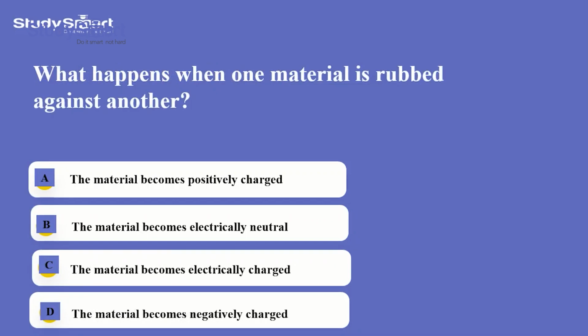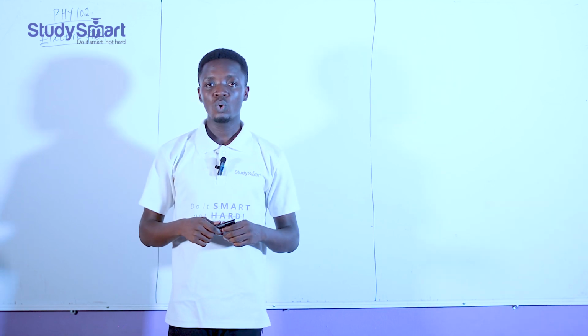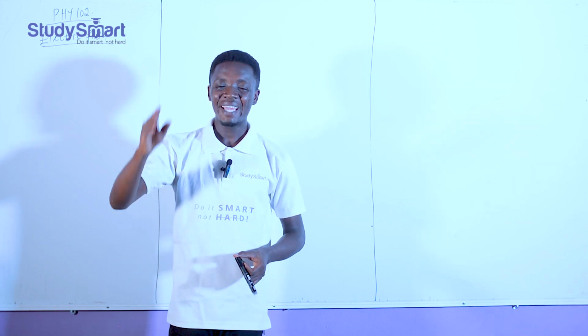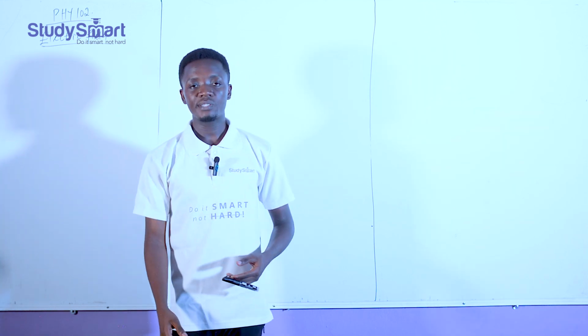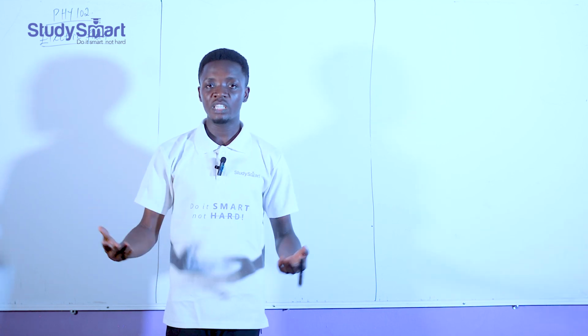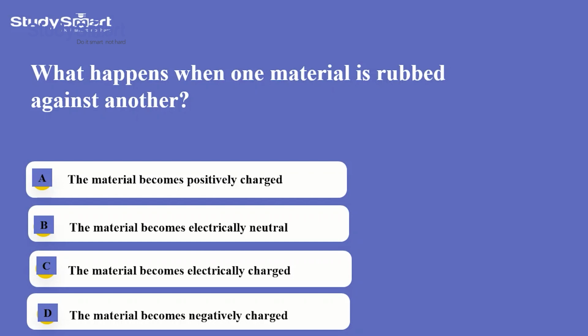Okay. Now what happens when one material is rubbed against another? What happens when you rub one material against another? The best answer to go for is that the materials become electrically charged. When you say electrically charged, it encompasses both negative and positive charges. So option C is the correct answer. The material becomes electrically charged.